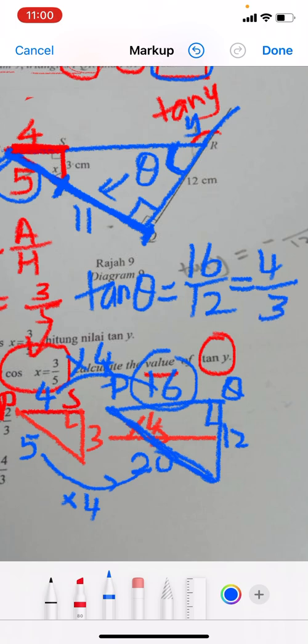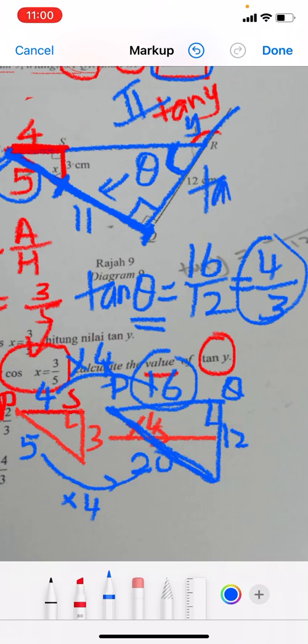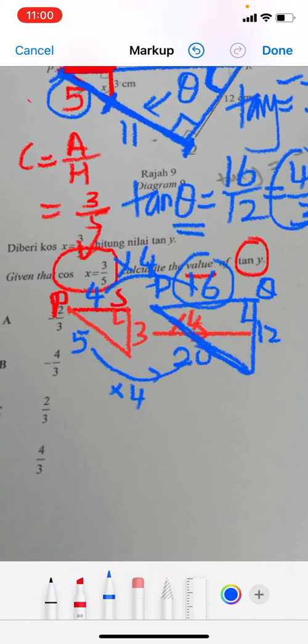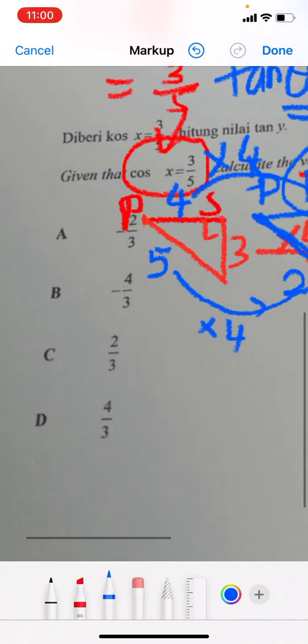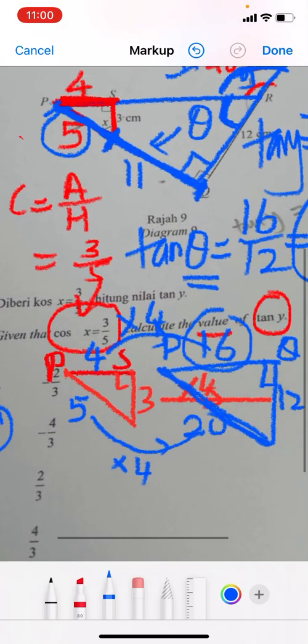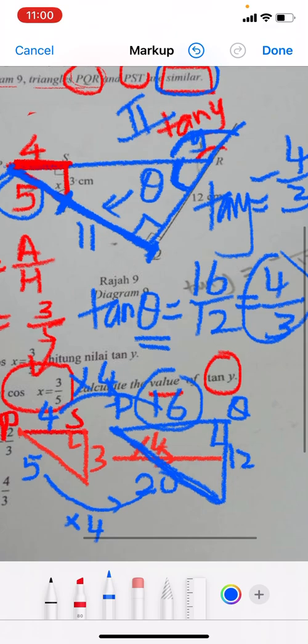Okay, in fact, tangent y is the same as tangent theta in terms of value. But because this is the second quadrant, for tangent it will be negative. So for tangent y, you just add the negative because it's in the second quadrant. It's an obtuse angle, second quadrant. So the answer should be negative 4 over 3. So normally that is how we work out the answer.